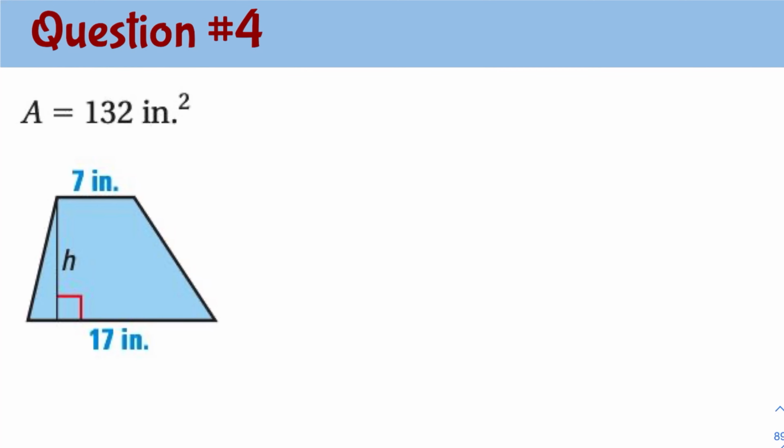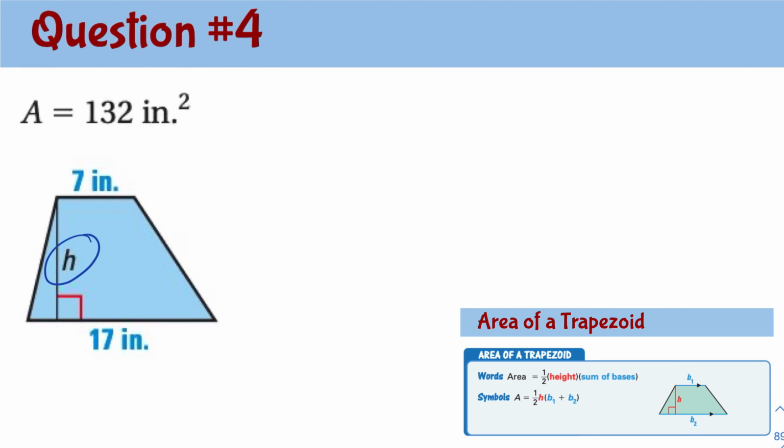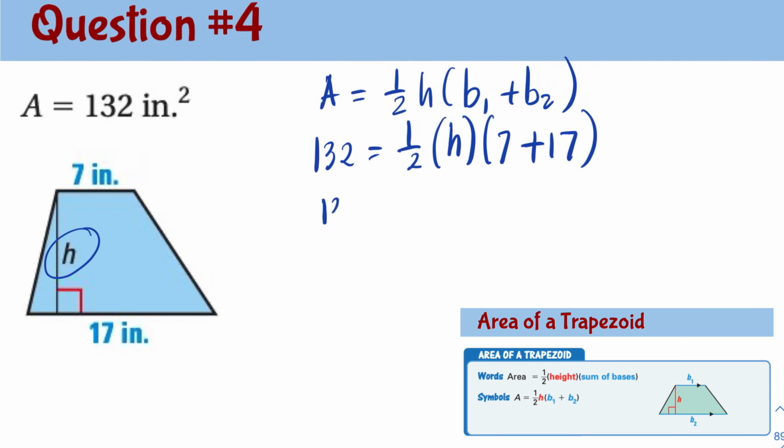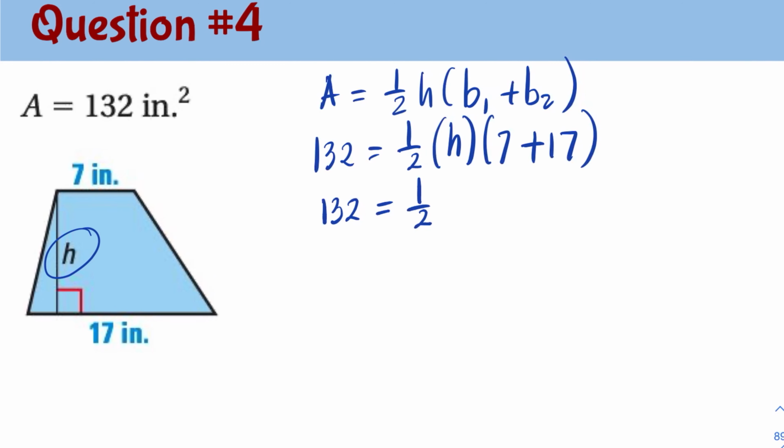For question number 4, the height is missing. You're given base 1 and base 2 are 7 and 17, and the area is 132 inches square. So again, using the formula, area is equal to 1/2 times the height times the sum of base 1 and base 2. So we can plug in the area, which is 132. We have 1/2 times the height is missing. Our base 1 is 7 and base 2 is 17, or you can do 17 plus 7. So now we have 132 is equal to 1/2 times h and then times 24.